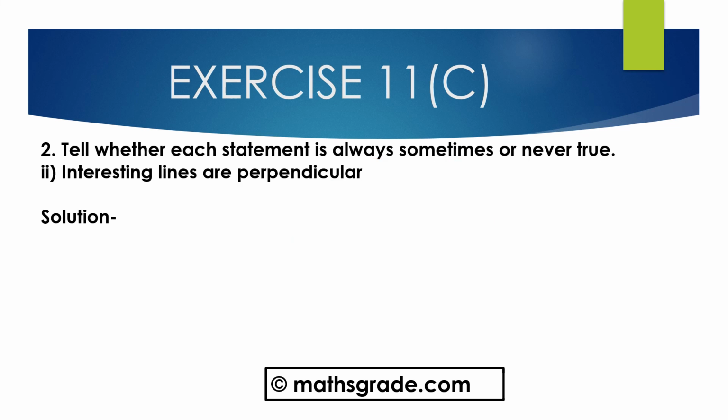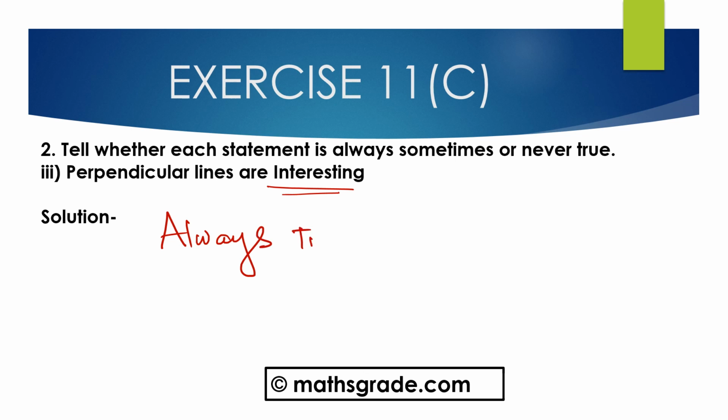Now question number second bit. Intersecting lines are perpendicular. This is sometimes true. Now question number third bit. Perpendicular lines are intersecting. This is always true. These are perpendicular lines, these two lines, and they are intersecting each other at this point. So this is always true.